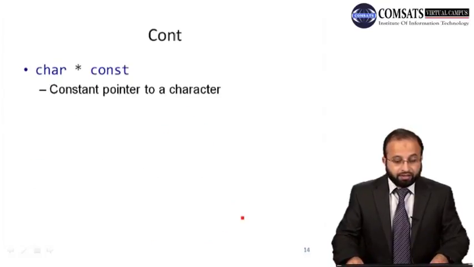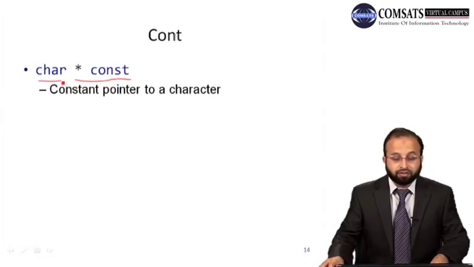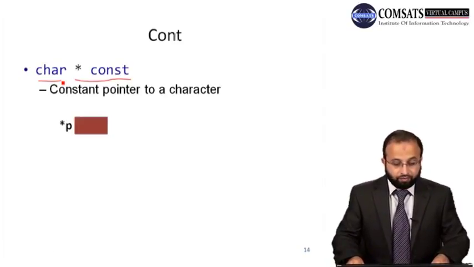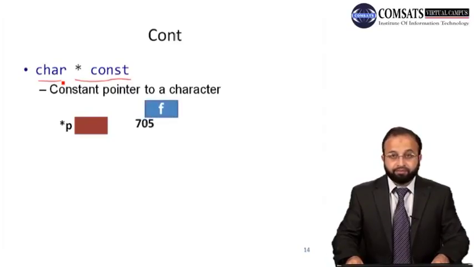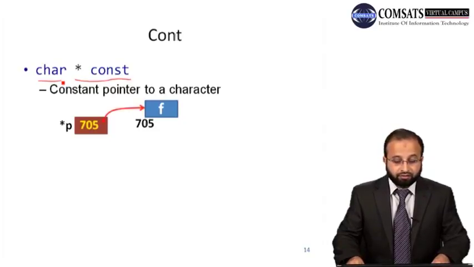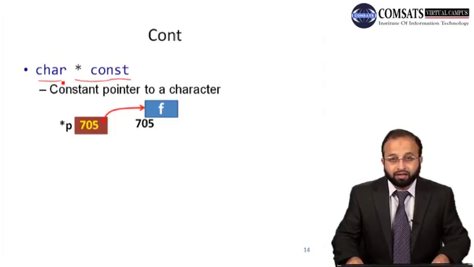Then the other case is character static const. Now the pointer is constant and the character is not. So a constant pointer to a character. Let's see the example. So we have a pointer, we have a memory location where we store a character f and the address of that memory location is, let's say, 705, that is assigned to this pointer, and then this connection is established. Now the pointer points to that memory location where we have a letter or character f.